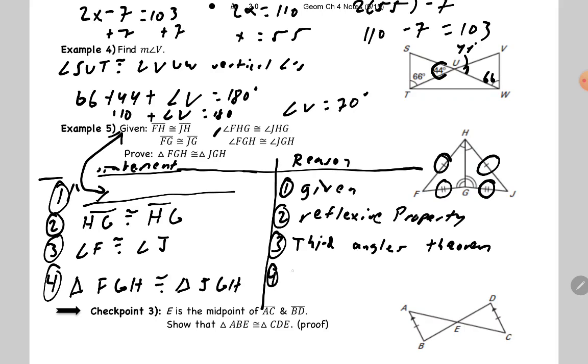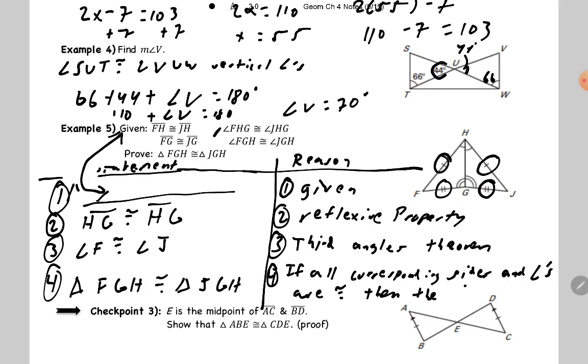So we have to write that if all corresponding sides and angles are congruent, then the triangles are congruent.